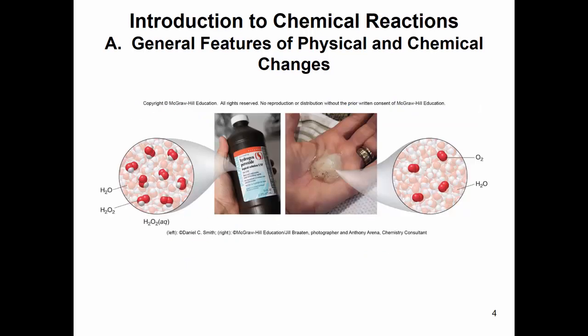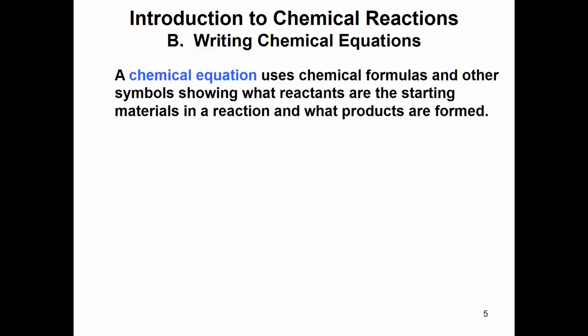So if you look here at hydrogen peroxide, it's H2O2, so you have two hydrogens and two oxygens on it. If it decomposes, it becomes water. So here are water molecules in the background, and O2. These are totally different molecules here, and so this would be a chemical change.